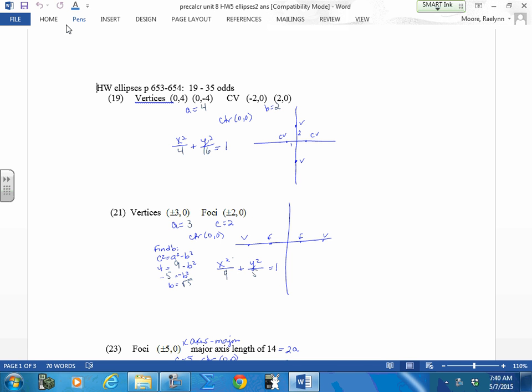Okay, make sure you set it equal to 1. After you go through this whole thing, set it equal to 1.